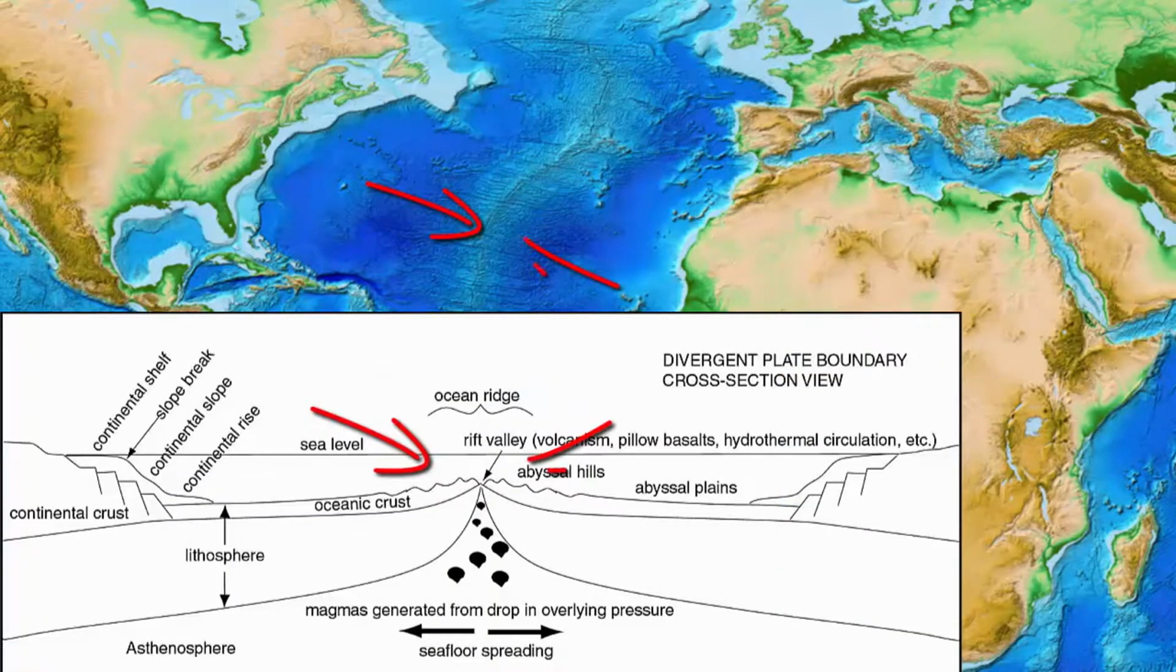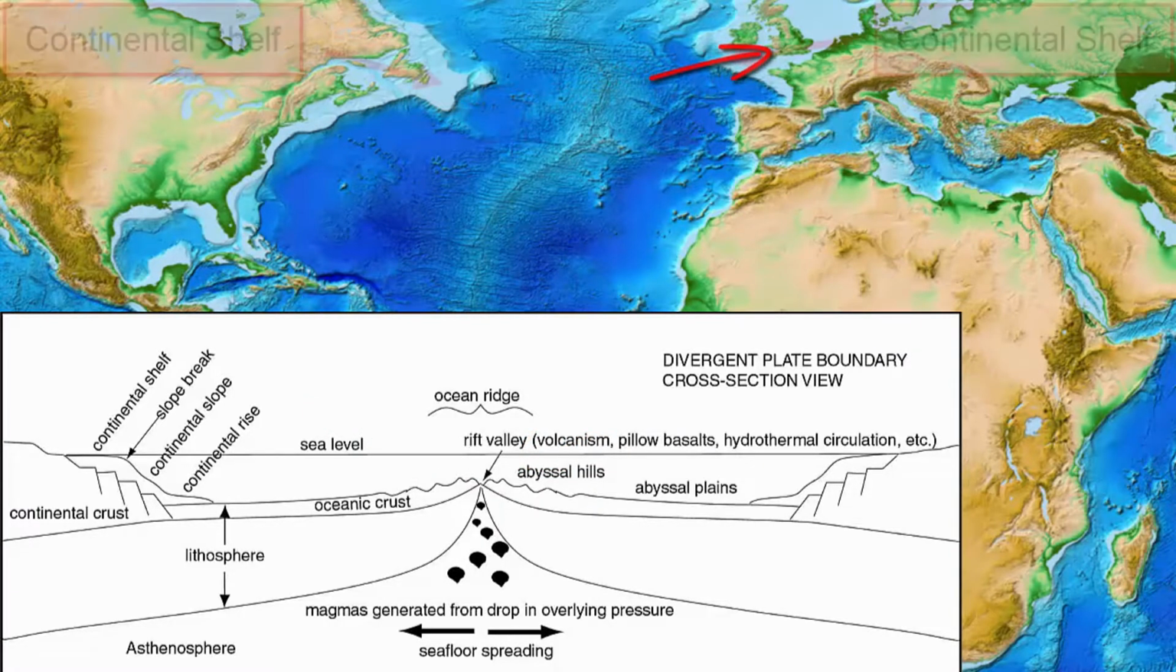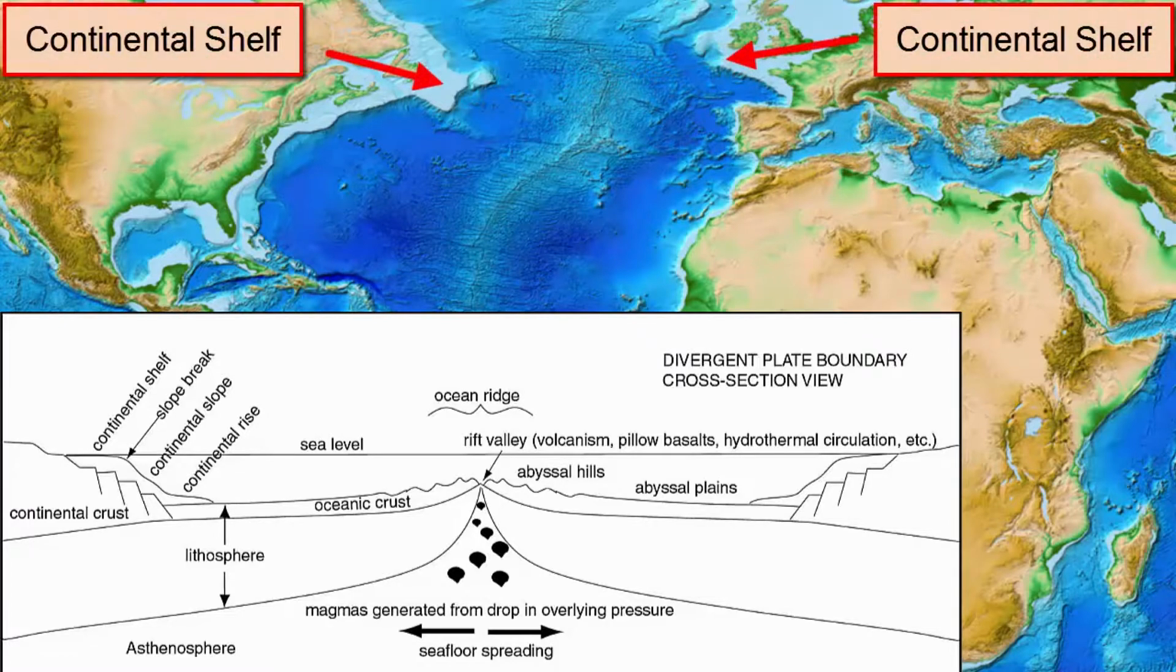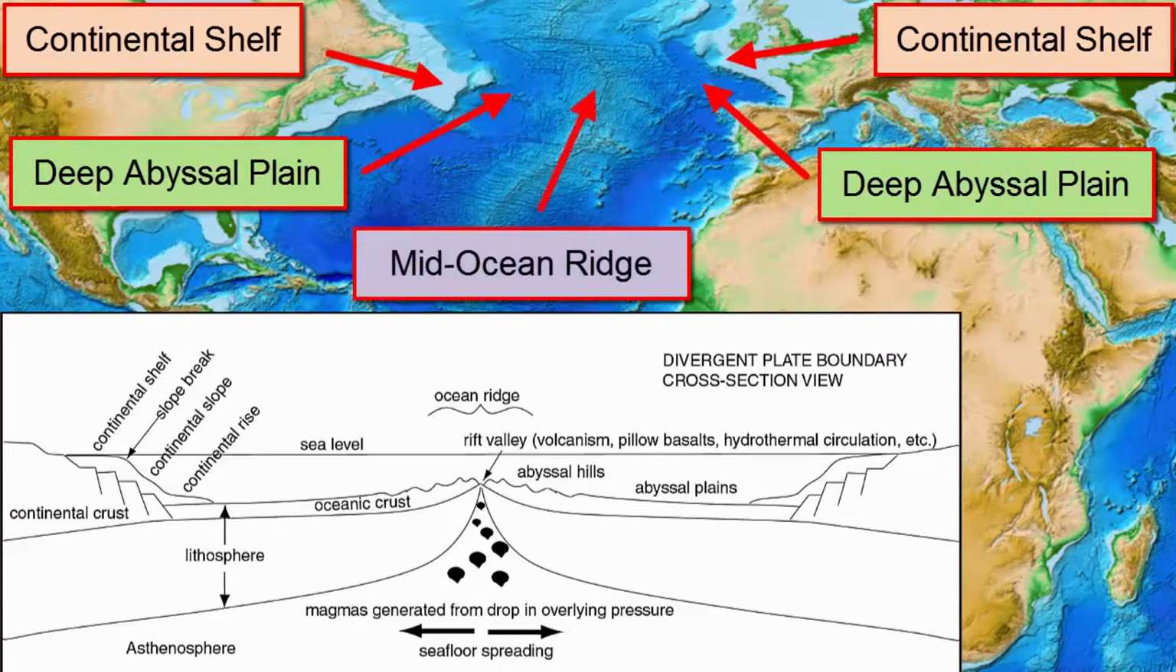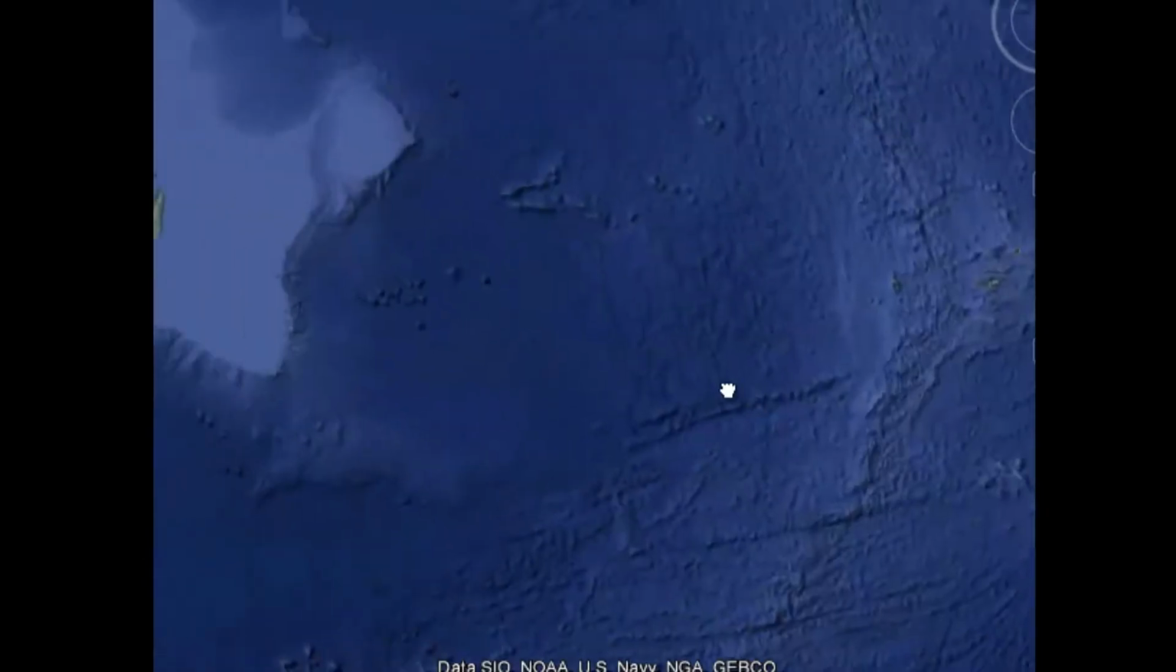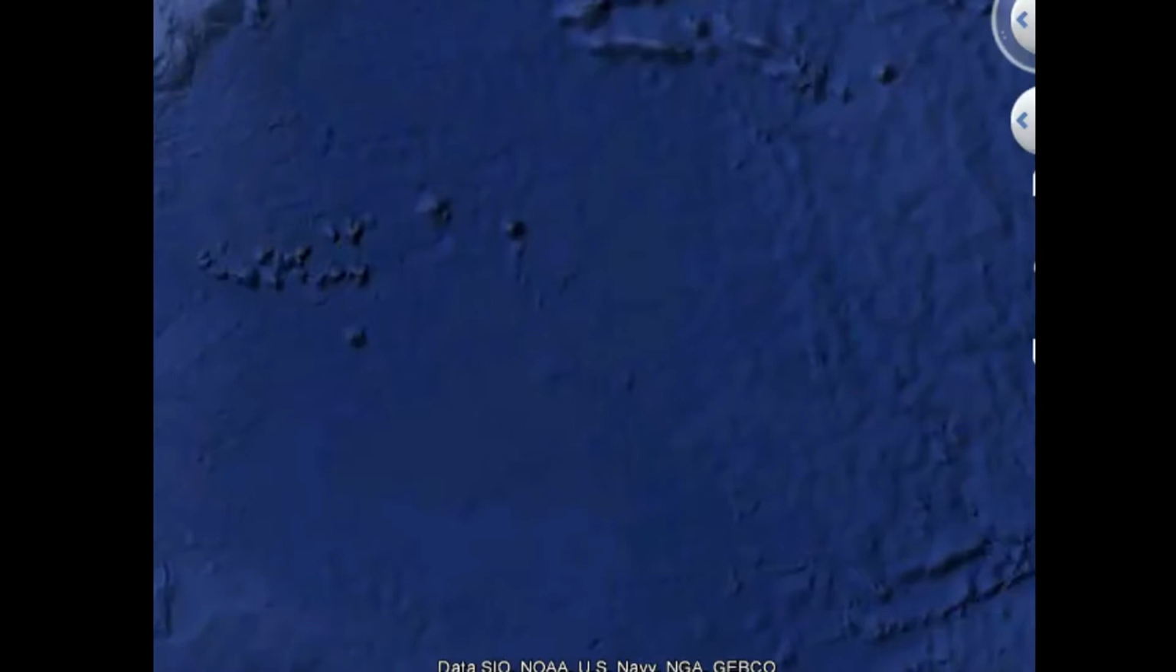Each half of the Atlantic Ocean is a mirror image of the other due to the nature of seafloor spreading and lack of subduction zones. Thus, when traveling from New York to London, we'll experience wide continental shelves on both margins, deep abyssal plains, and a mid-ocean ridge in the center. Let's look more closely at the abyssal plains.